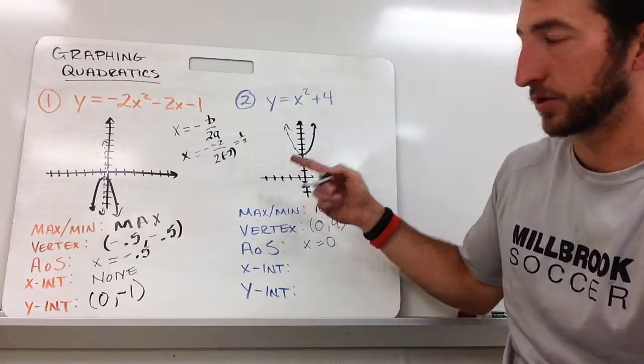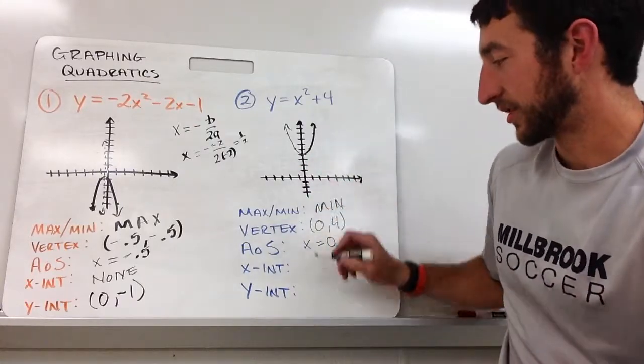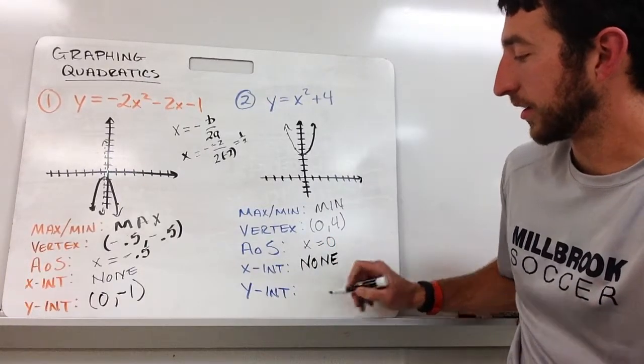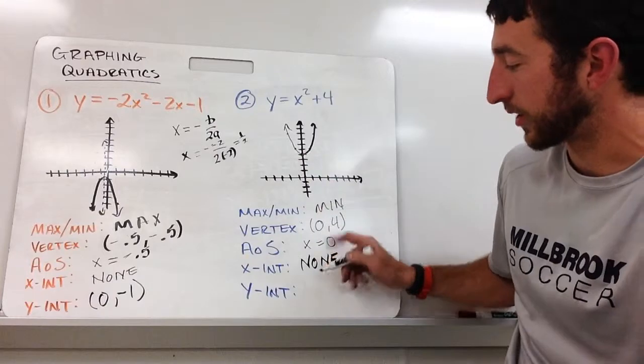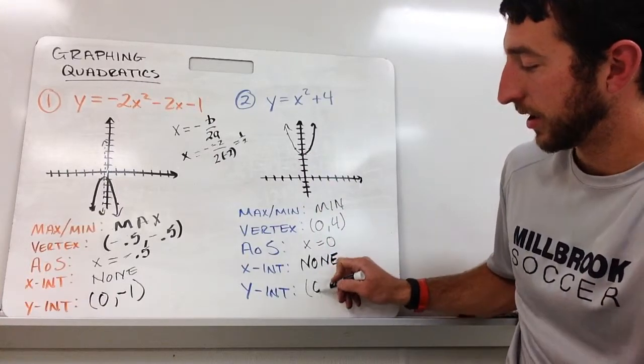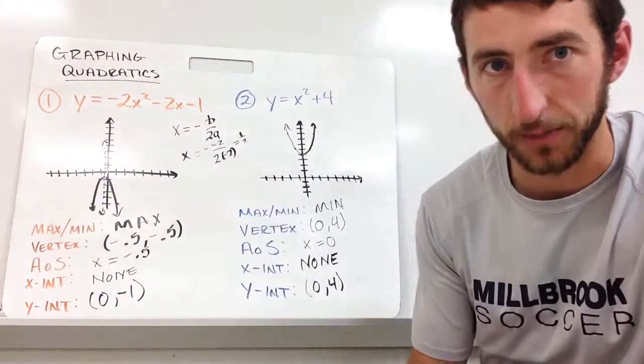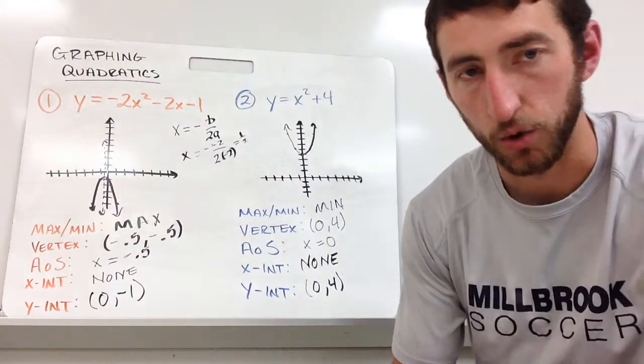My x-intercepts, you notice, also don't exist, since the graph doesn't go through the x-axis, so that is none. And then my y-intercept is where it crosses the y-axis. In this case it is also the vertex, but it doesn't always work out that way. And that is graphing quadratics.